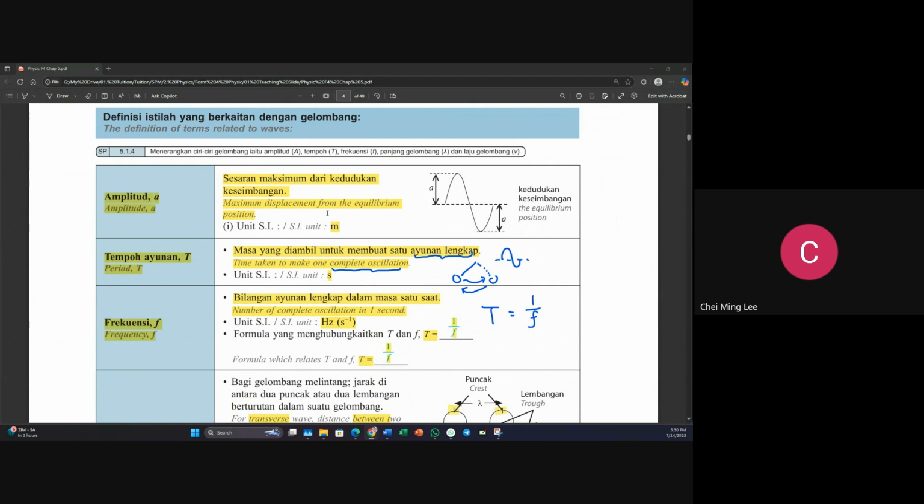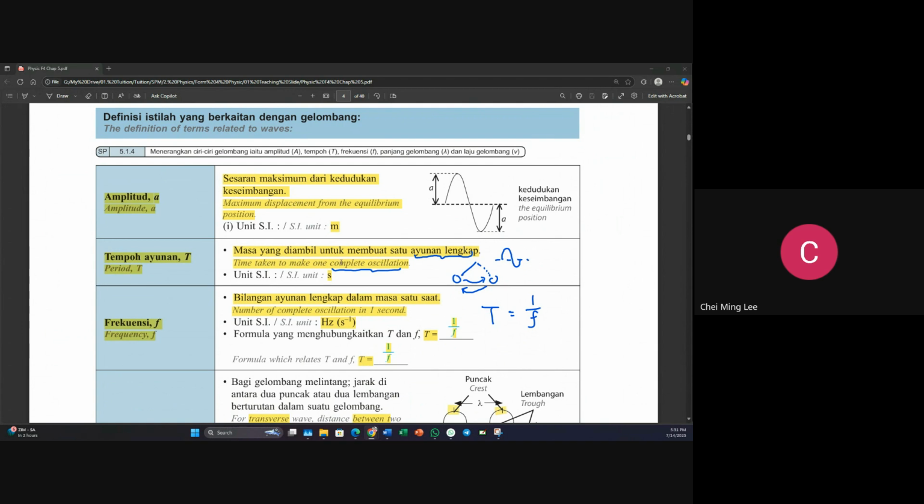The terms related to waves. So first, the amplitude. Amplitude is the maximum displacement from equilibrium position. So this is the equilibrium position, and these are the equilibrium. This is on the crest side. This is on the trough side. Max and min. Okay, so the SI unit will be meter.